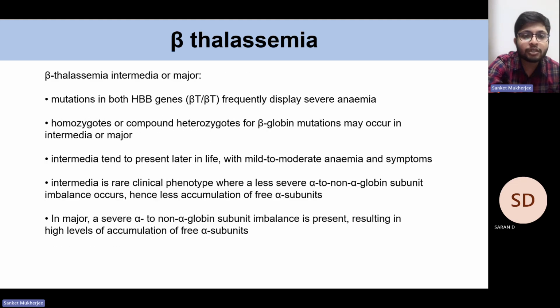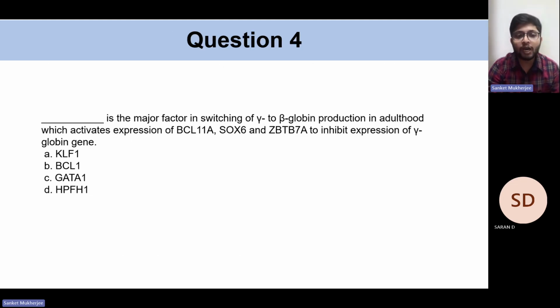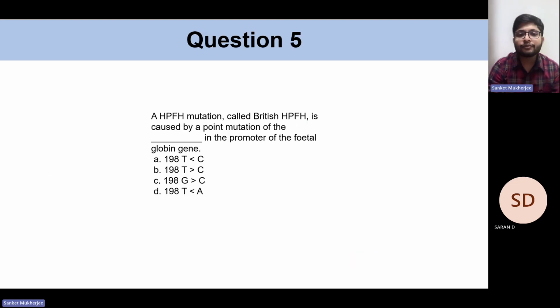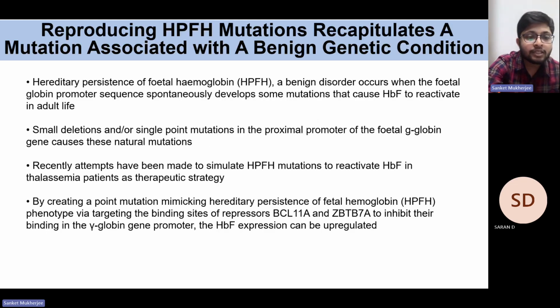Then we have question number 4. KLF1 is the major factor involved in switching of gamma to beta globin production in adulthood, which activates BCL11A, SOX6, and ZBTB7A to inhibit the expression of the gamma globin gene. Then question number 5. The HPFH mutation called British HPFH is caused by a point mutation of 198 T to C in the promoter of the fetal globin gene. So that's there.